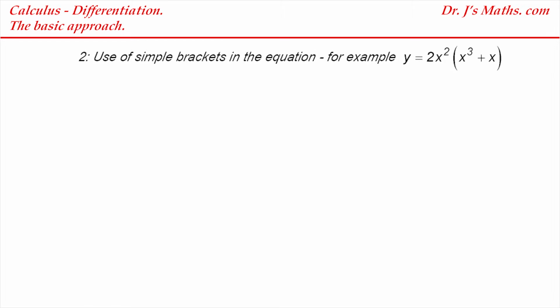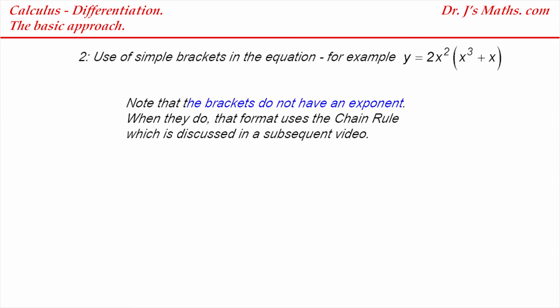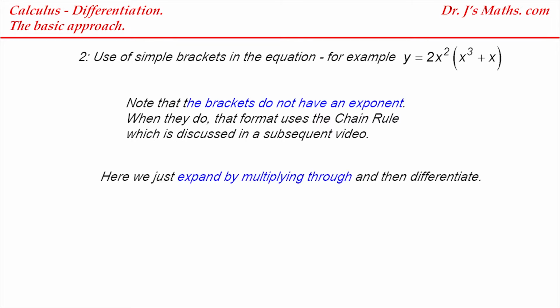A second format that we could be faced with in doing an exercise is the use of simple brackets in the equation. For example, we might just have 2x squared bracket x cubed plus x bracket. So the x has an index, but the brackets don't have an index, and that's the important thing, no exponent. When they do, then that format uses a chain rule, which we'll talk about in a subsequent video, but here we just expand the brackets by multiplying them through, and then we differentiate. We can't differentiate as it is.